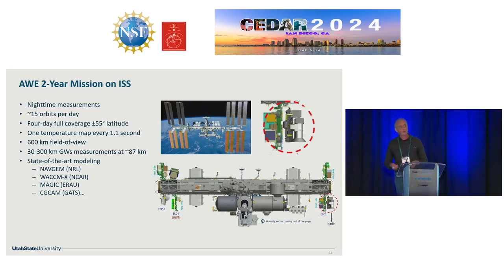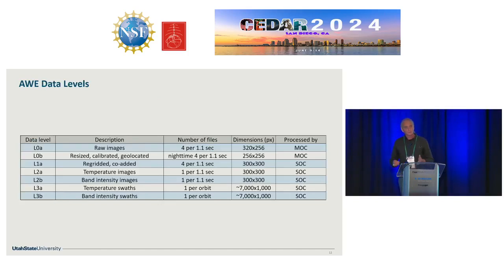We have WACCM-X, just seen an example of that in the last talk, included as part of our project. You've all seen, throughout the week, the spectacular MAGIC simulations, and we're going to use those to give us information about the connection of the gravity waves that we see at 87 kilometers and the space weather effects. And we also have CG Cam from GATS, and you also probably have seen some simulations during the week from that model.